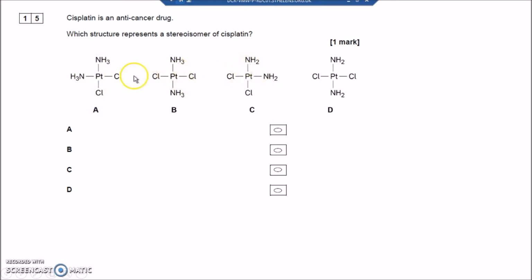These two are ruled out because they have NH2 groups, and you have NH3 groups in cisplatin. So these two are ruled out automatically. So this is a stereoisomer of normal cisplatin. This is normal cisplatin, and this is transplatin. Cisplatin, transplatin.